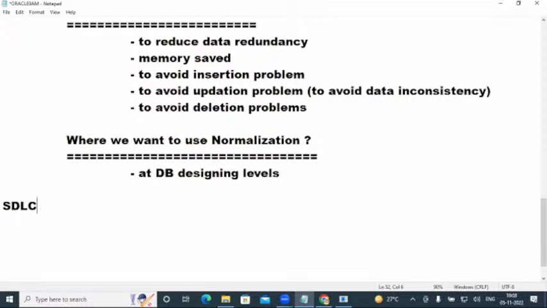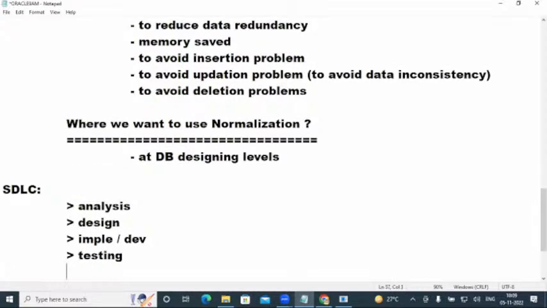In this software development life cycle, as all of you know, there are mainly some phases. The first phase is the analysis phase. The second one is the designing phase. The third one is the implementation or development phase. Next we have the testing phase, and next the maintenance phase. So these are the major five phases.